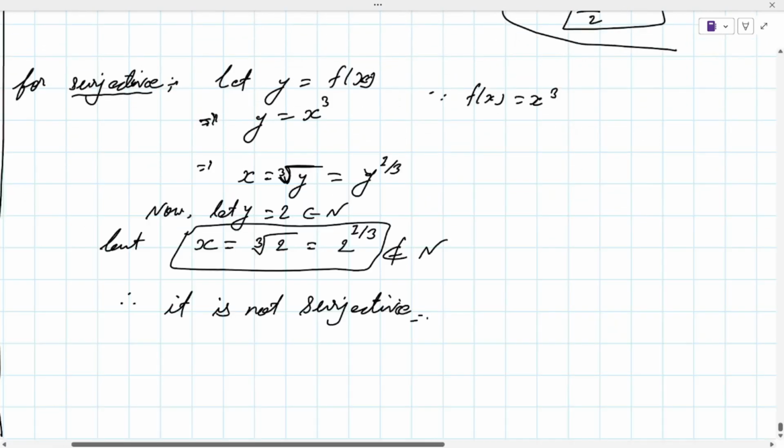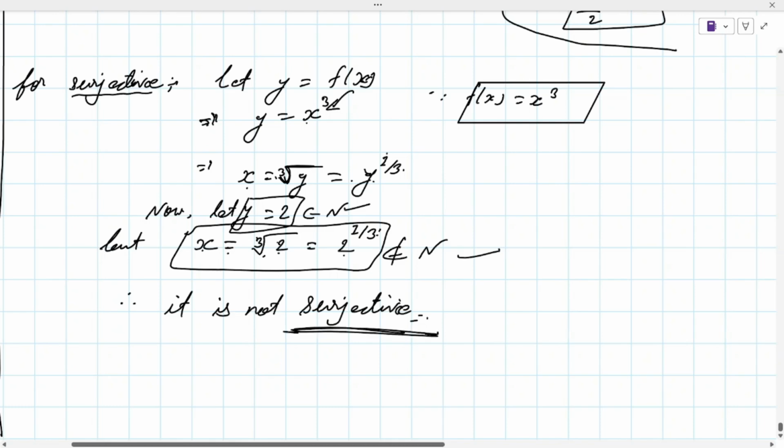Now we will check for surjective. For surjective, as always, we consider y equal to f(x). Here f(x) is equal to x cube. So in the place of f(x), we will write x cube. So x will be written as cube root of y, है ना? It will be y to the power 1 by 3. When we let y equal to 2, which belongs to N, then x equals cube root of 2, which is 2 to the power 1 by 3, which doesn't belong to N, na? The set of natural numbers. So that's why it is not surjective.